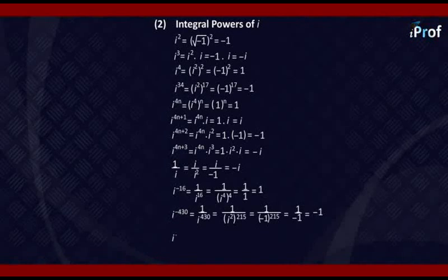Again, let's take up iota raised to power minus 225. That becomes 1 upon iota raised to power 225, or it becomes iota upon iota raised to power 226. In the numerator we have iota. In the denominator, iota raised to power 226 can be written as iota square whole raised to power 113, and in the denominator again iota square becomes minus 1. So it can be written as iota upon minus 1 raised to power 113, equal to iota upon minus 1, which can be written as minus iota.